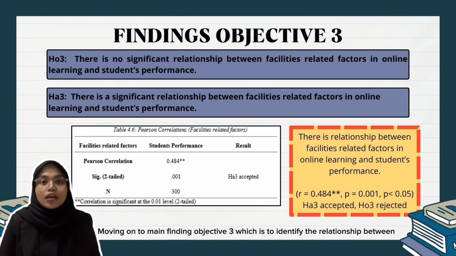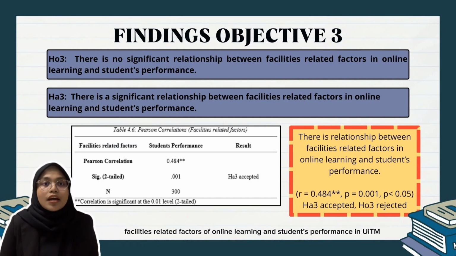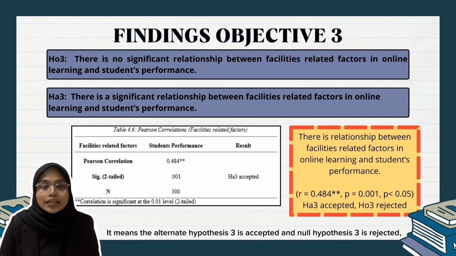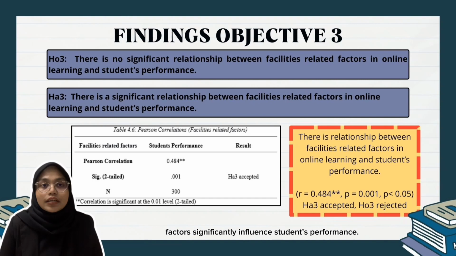Moving on to main finding objective 3, which is to identify the relationship between facilities-related factors of online learning and student performance in UiTM Seremban 3. The method is still the same, which is Pearson correlation, and the result is R equal to 0.484 and p-value is 0.001. It means alternate hypothesis 3 is accepted and null hypothesis 3 is rejected because the p-value is less than 0.05. So it indicates that the facilities-related factors significantly influence student performance.